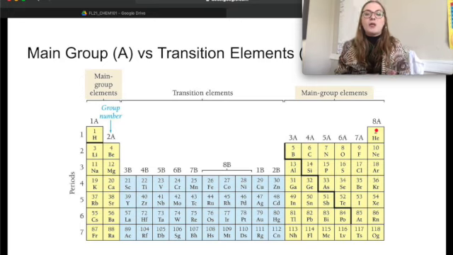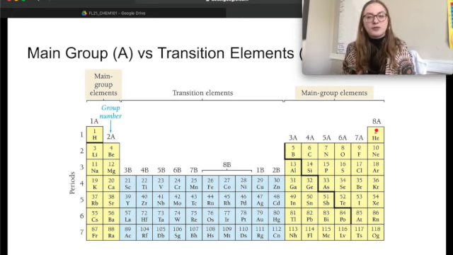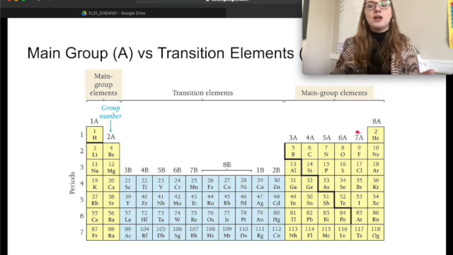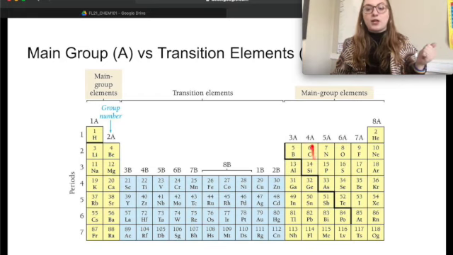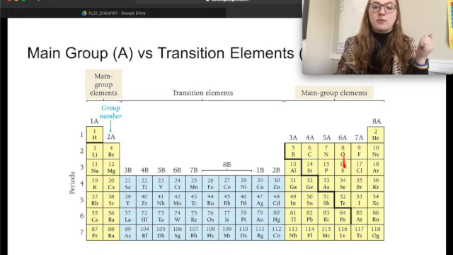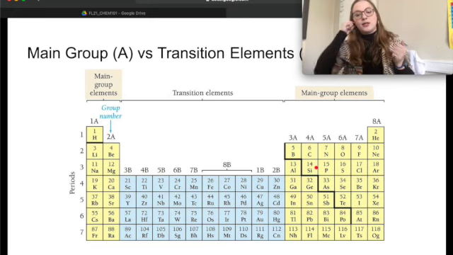So main group elements, why we care about this is because they behave a little bit differently than a lot of the stuff there in the center. And 9 times out of 10, when we're dealing with things, you'll notice that we're mostly dealing with main group elements. So all of the elements of life are considered main group. They're like, you know, carbon, nitrogen, oxygen. You might find some sulfur, phosphorus, silicon in there as well.